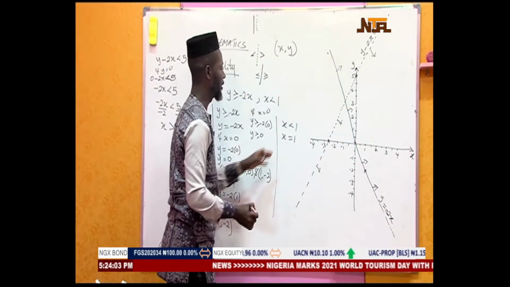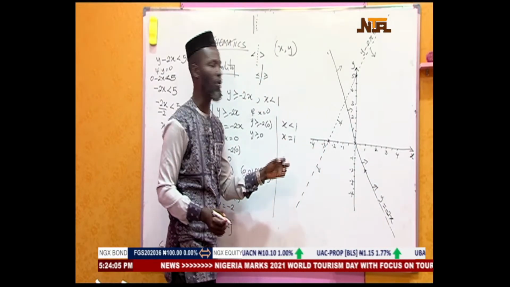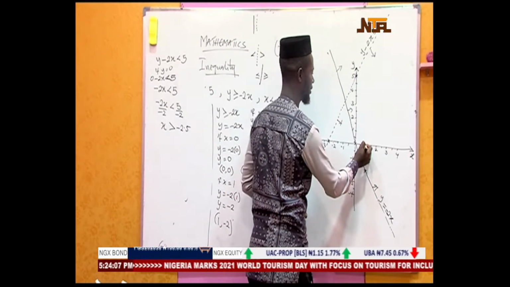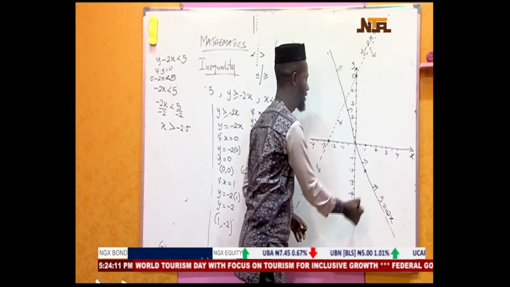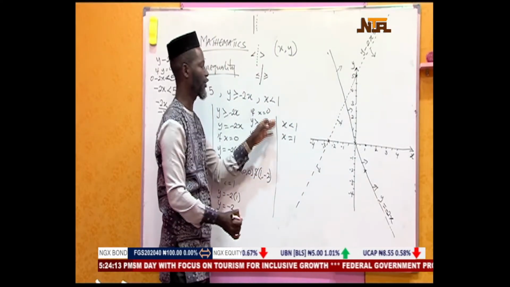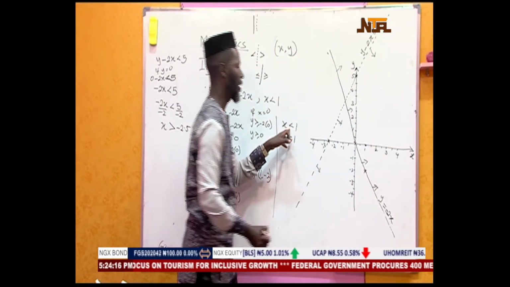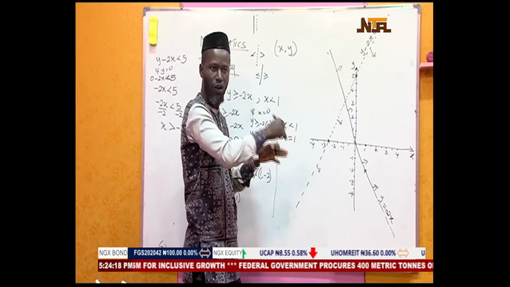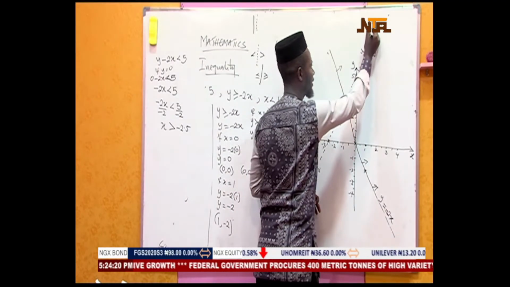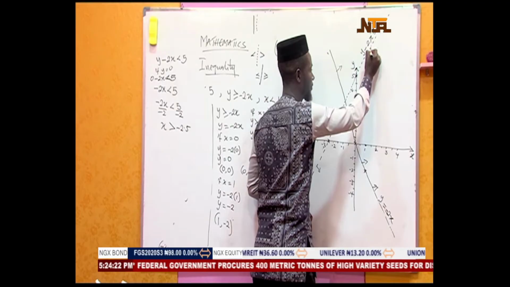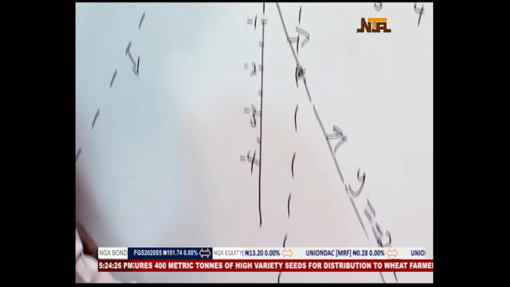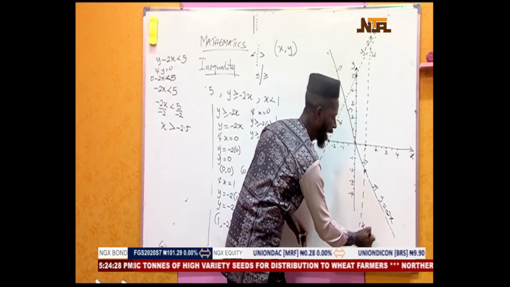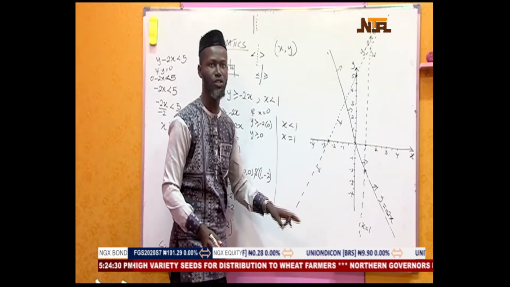And the last but not the least is when our x is equal to 1. We go to where our x is equal to 1. This is where our x is equal to 1. Now, we want to have a straight line here. Is it going to be a thick line or dotted line? Because of this symbol, which is ordinary less than, we have a dotted line. So that is x is equal to 1. You write x is equal to 1.